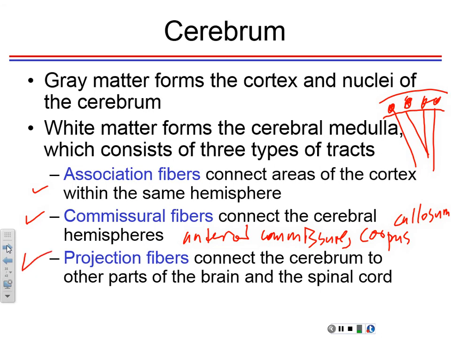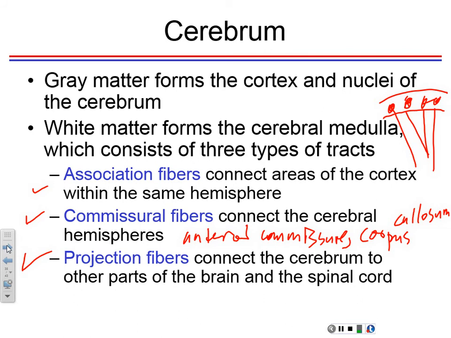Projection fibers connect the brain to the lower parts, like those that decussate in the cerebellum. They connect the cerebrum to other parts of the brain and the spinal cord. They are projecting out. Association is in the same hemisphere, commissural is between the two hemispheres, and projection is away from the brain to the other lower parts.